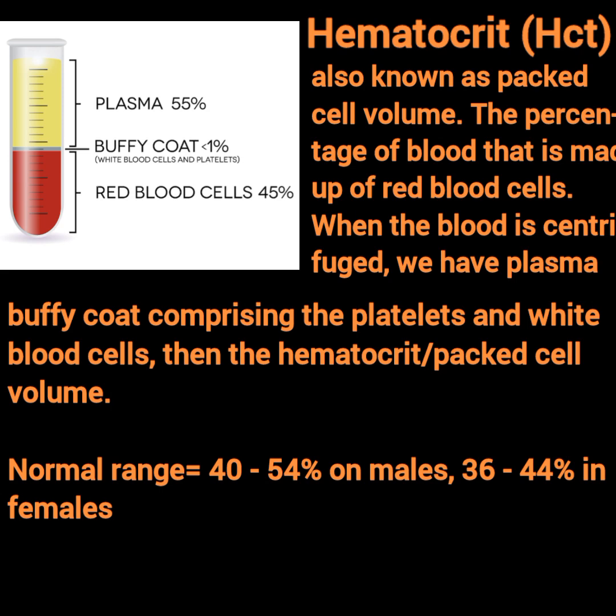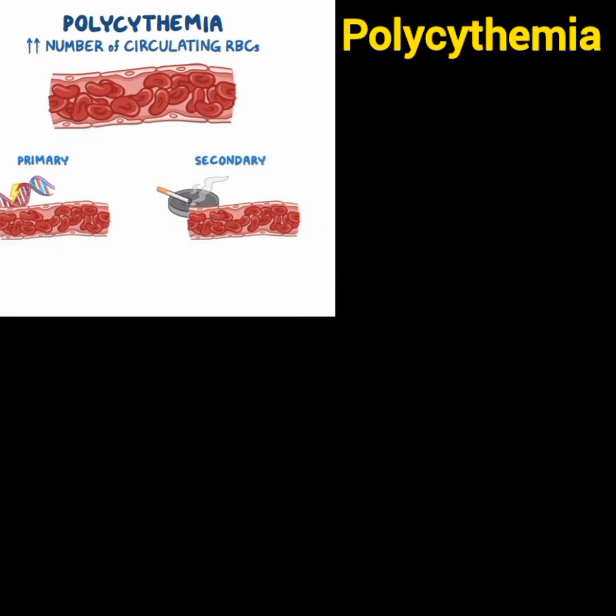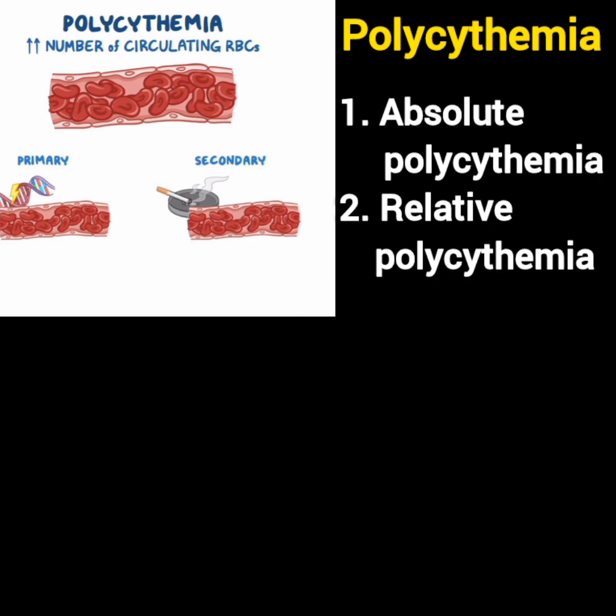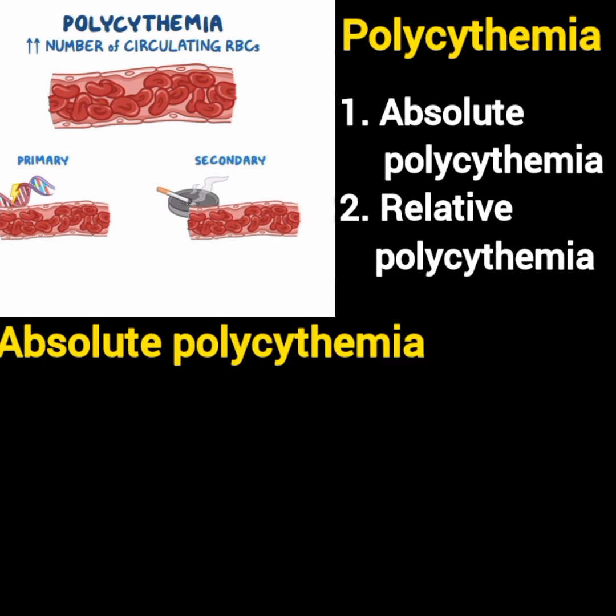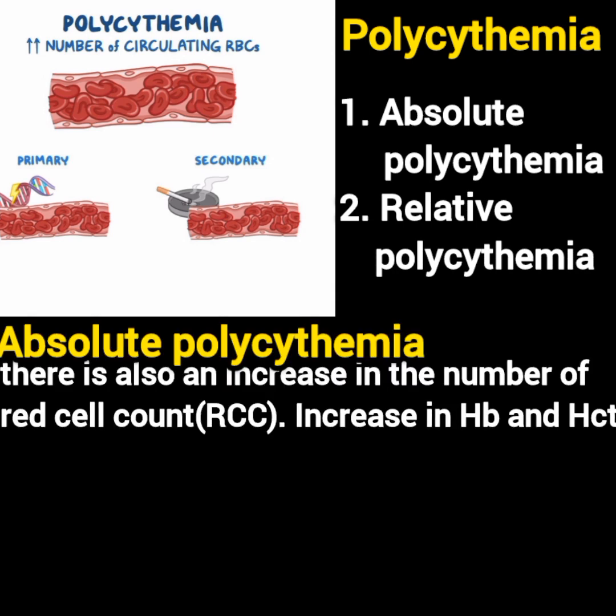When there is an increase in any of the 3 parameters, that's the hematocrit, the red cell count, or the hemoglobin, we term it polycythemia. There are 2 types of polycythemia: absolute polycythemia and relative polycythemia. With absolute polycythemia, there is an increase in the red cell count, though there can also be an increase in the hemoglobin and the hematocrit level.